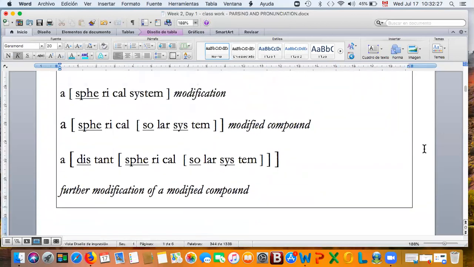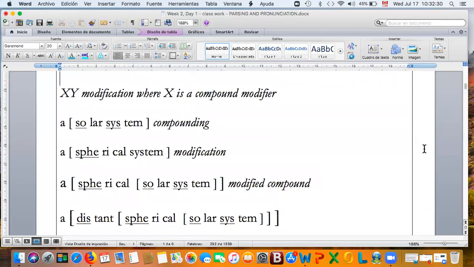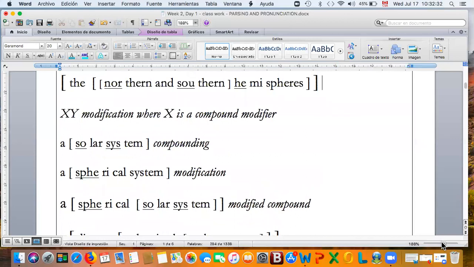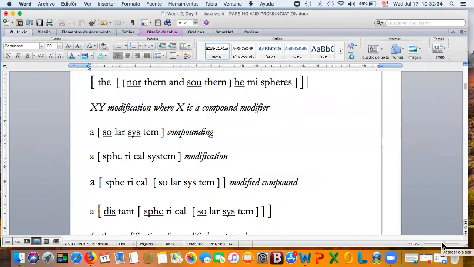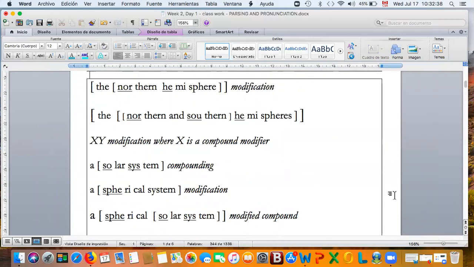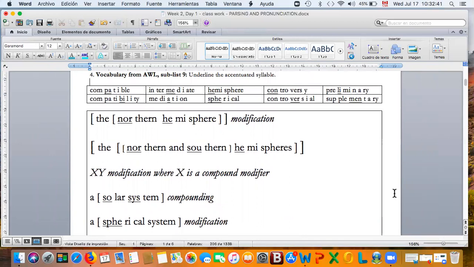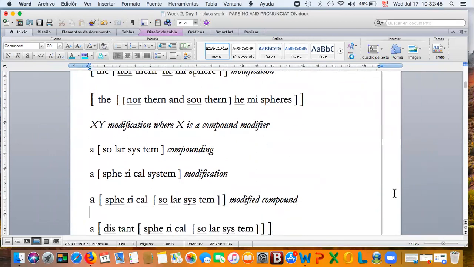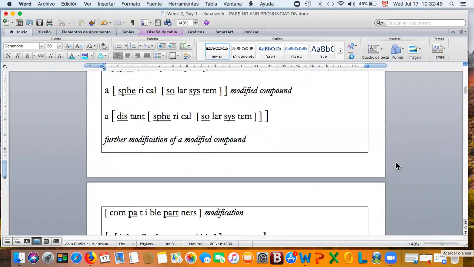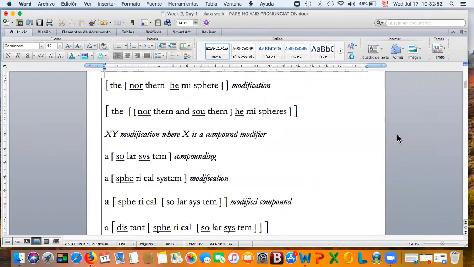The following material is intended to demonstrate what I mean by parsing. Parsing is the division of a word or an expression into subparts, or subunits. There we go. So here's our first example.